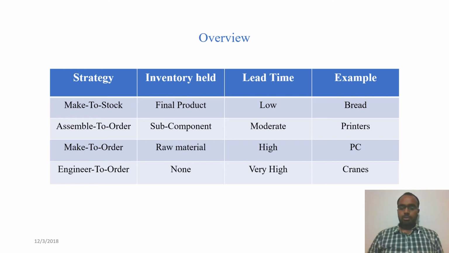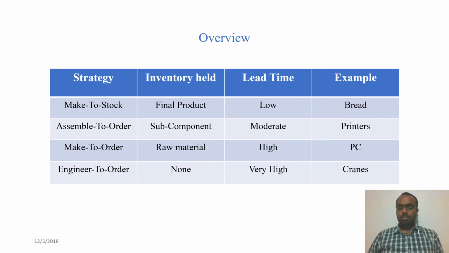The second type of strategy, assemble to order. In this, we hold the subcomponent inventory and the lead time is moderate compared to make to stock. A typical example for a product which follows this type of strategy is printers. We hold the subcomponent inventory, therefore the subcomponent has to go through the assembly stage and then the shipping stage before it reaches the customer.